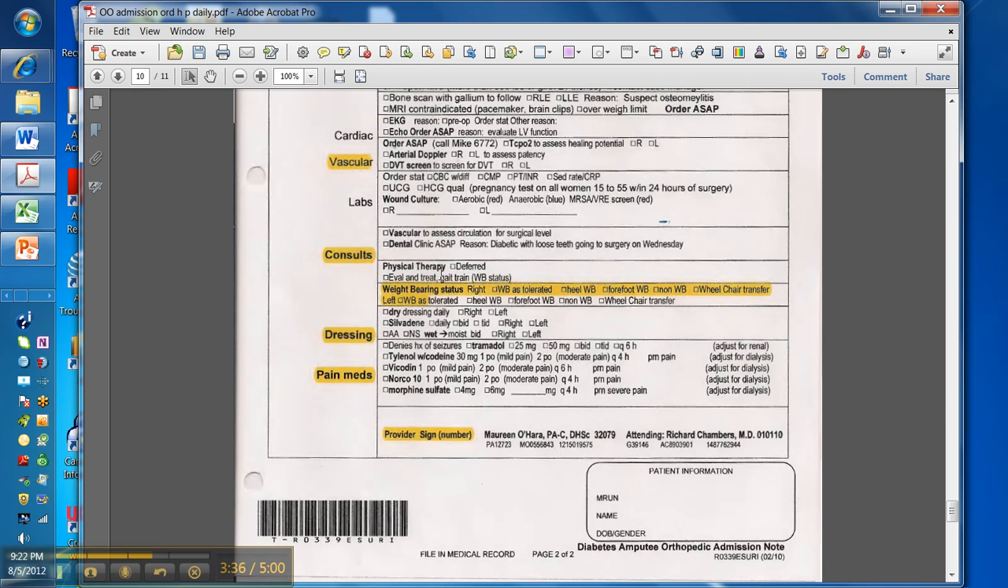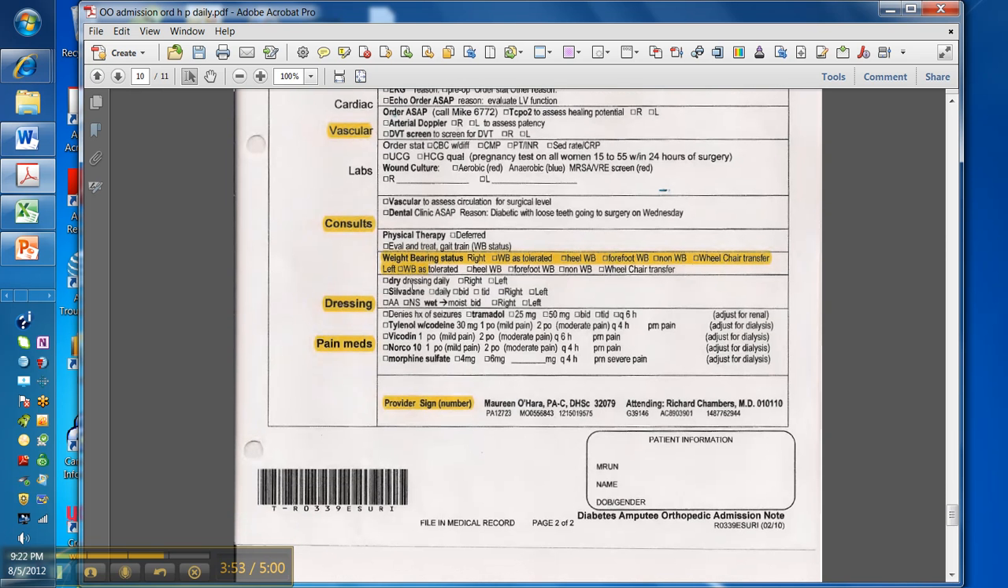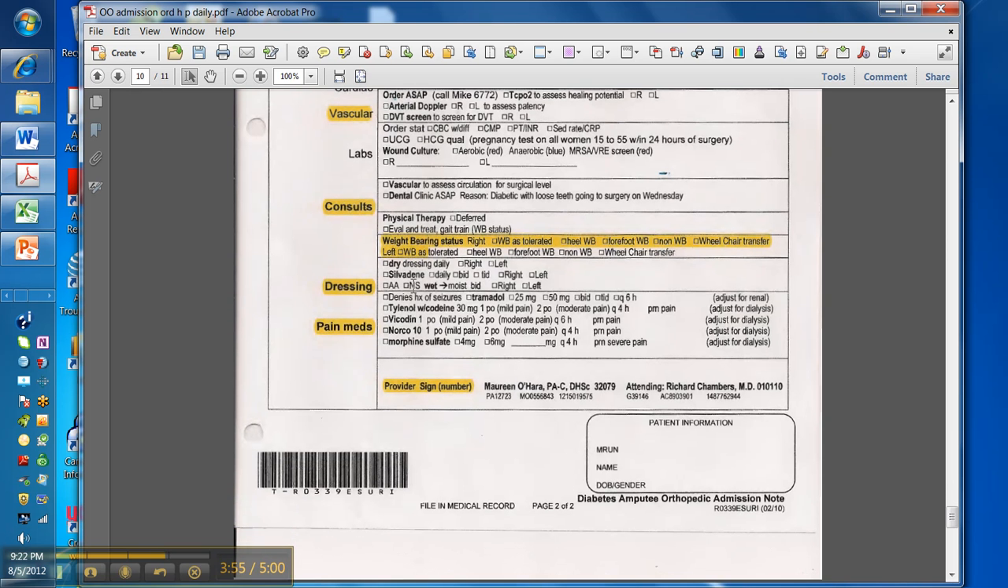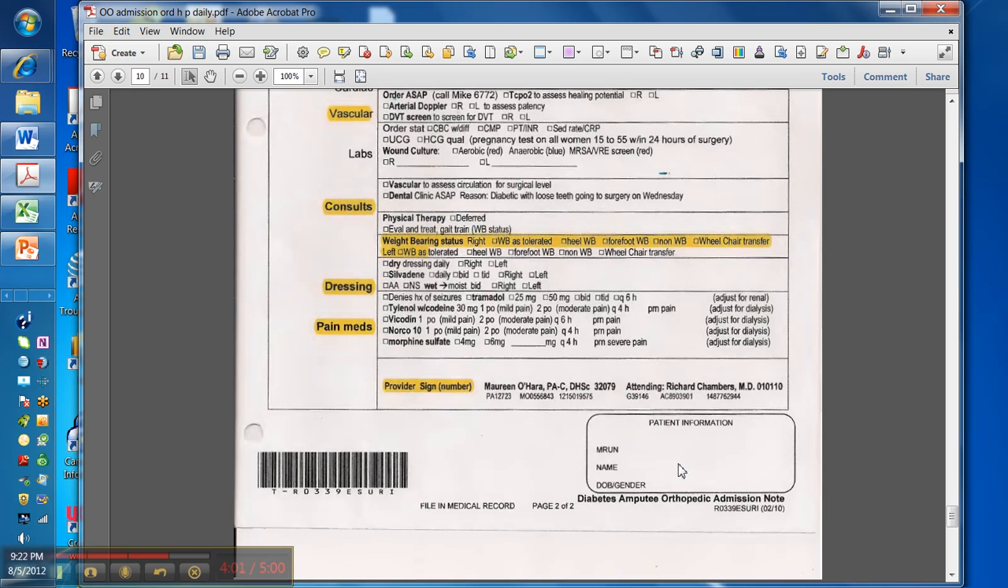Physical therapy is deferred. Everybody gets physical therapy after the Tuesday rounds for non-surgical patients, and physical therapy is automatically ordered for surgical patients. Be sure to document the weight-bearing status, what kind of dressing you want, and what kind of pain medication we did for that. Be sure to sign it, put on the patient sticker, and put it in the chart.